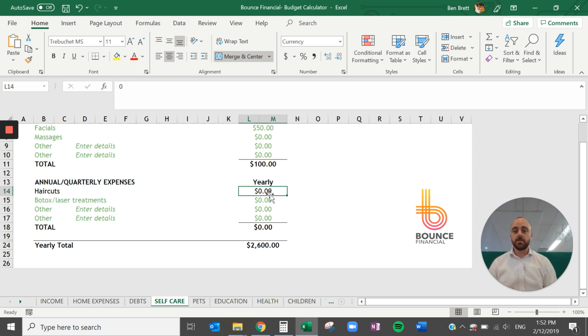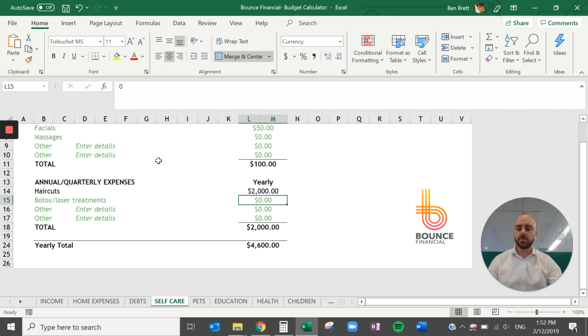Haircuts are expensive, particularly for women, if they're regularly getting their hair cut or getting their hair dyed quite regularly. So it's really worth identifying for your particular family what your costs are. So let's just assume they're $2,000 for the family.